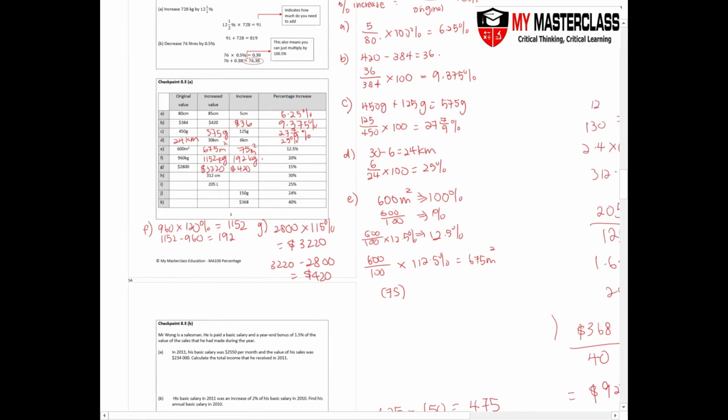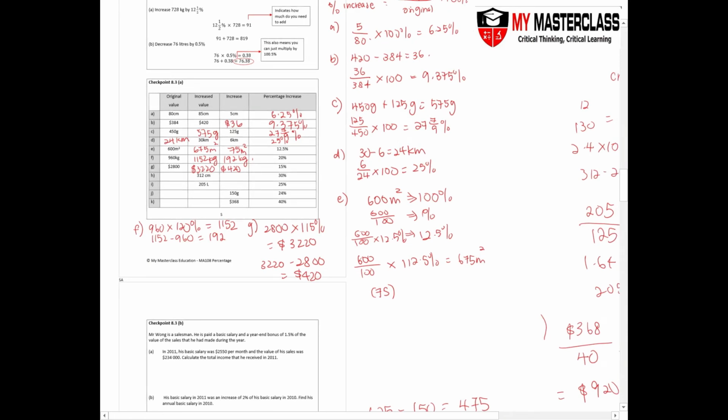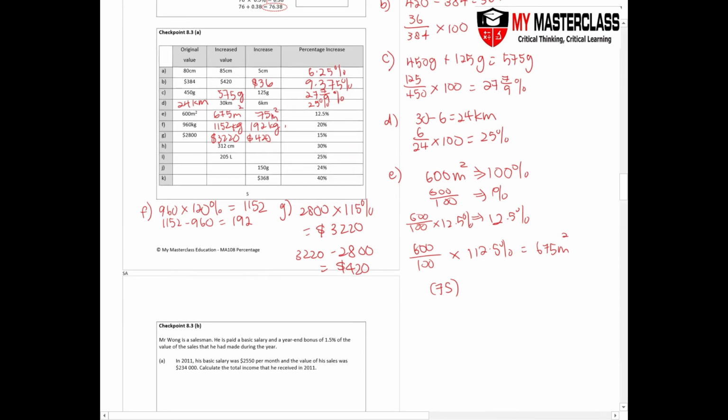Okay, so maybe if you're confused, you can pause the video and actually go through these workings on your own so that you have a better understanding. All right, then let's take a look at part H. Now H, we are given the increased value. So what does increased value mean? It means that 312 is technically 130%.